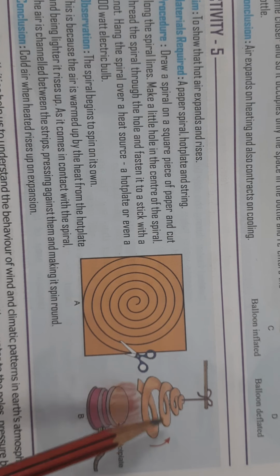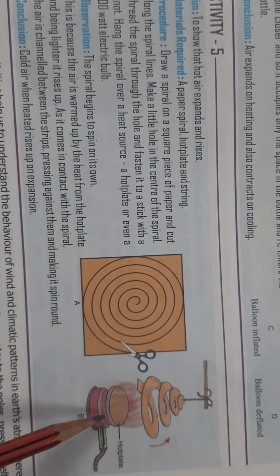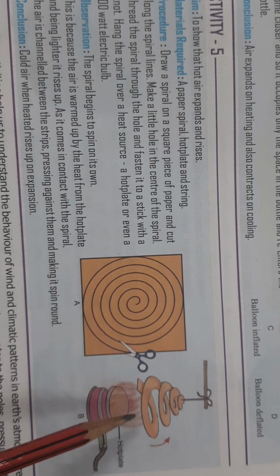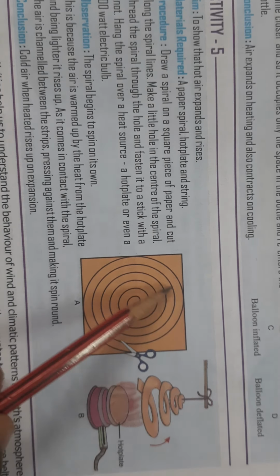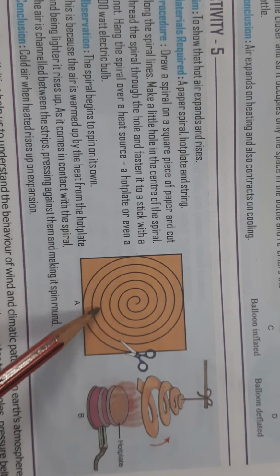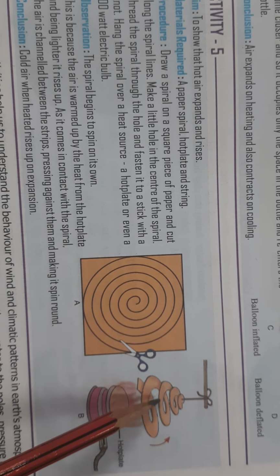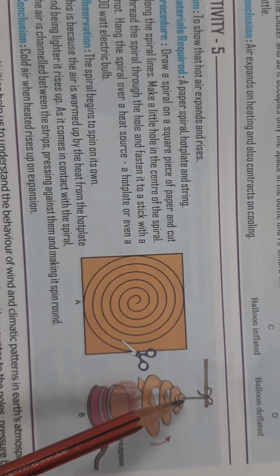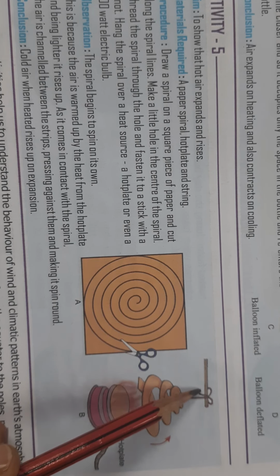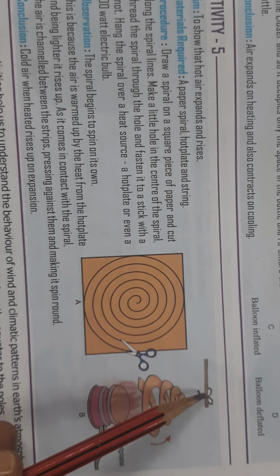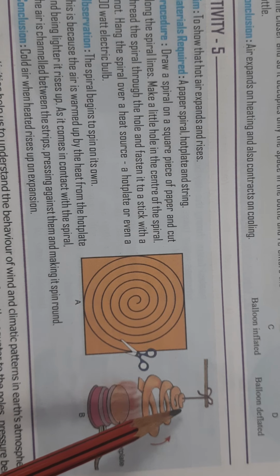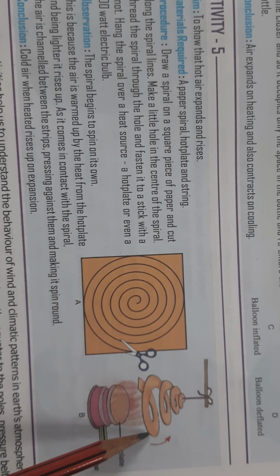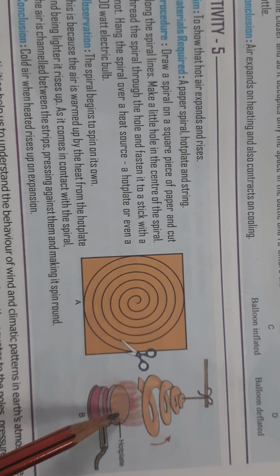Then to show that hot air expands and always rises up, you have to take a paper and cut it into a spiral, and take a hot plate and a string. Draw a spiral on a square piece of paper and cut it along. Make a hole in the center of the spiral, put a thread through it, and fasten it on a stick. Then hang the spiral over any heat source. It can be a bulb, a candle, a hot plate, anything.